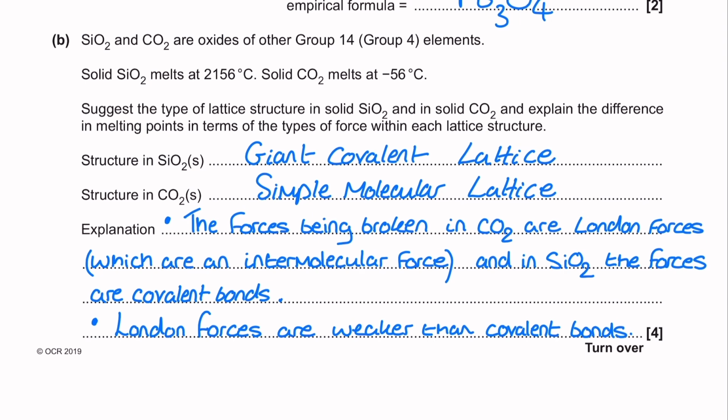For the CO2, that melting point is so incredibly low. That just tells me that I'm only breaking weak intermolecular forces there. In terms of my bullet points for the explanation, the forces being broken in CO2 are London forces, which are an intermolecular force, and in SiO2, the forces are covalent bonds. The London forces are weaker than the covalent bonds, is my clear comparison between the 2.